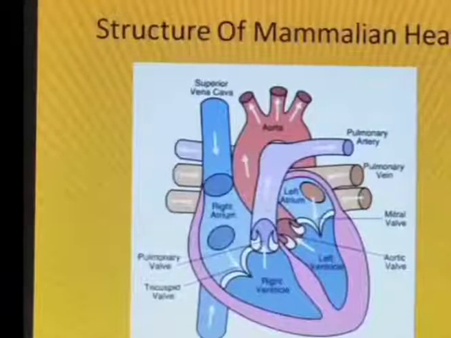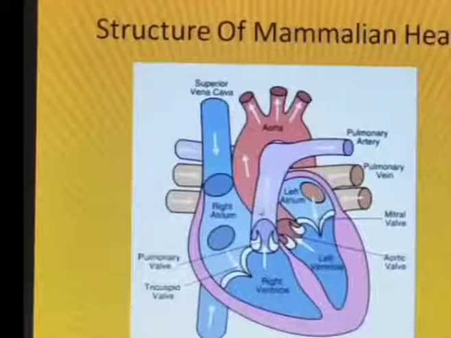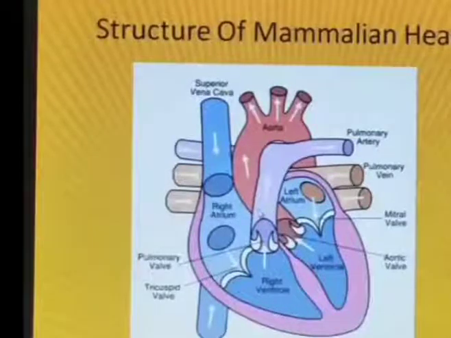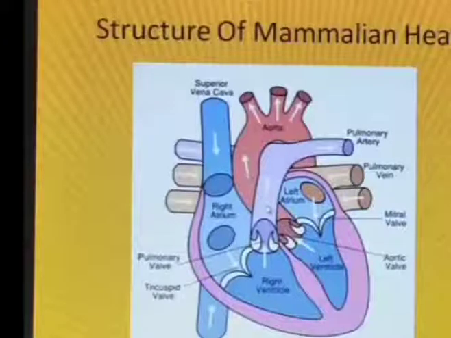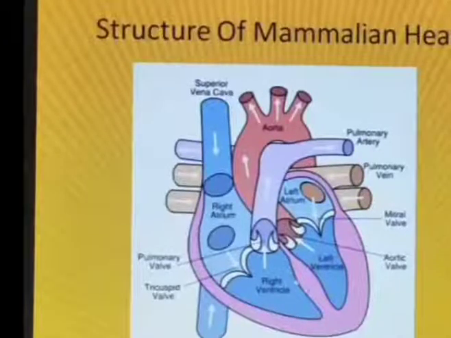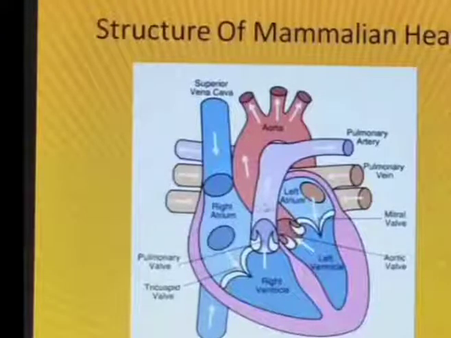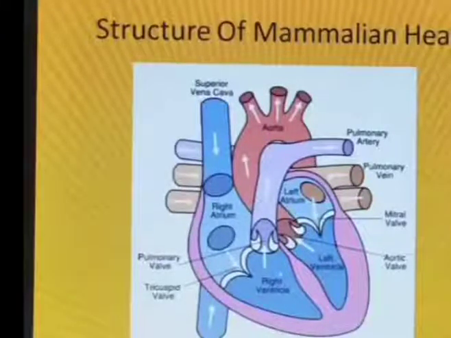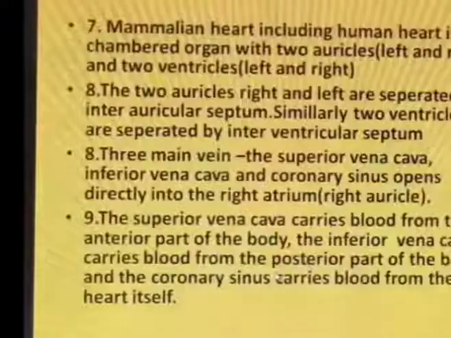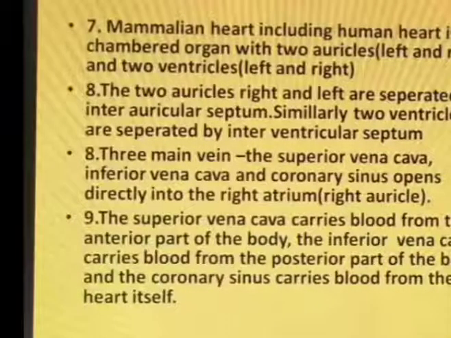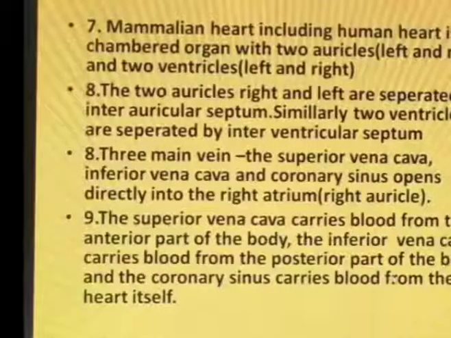The right auricle and left auricle are separated by a partition, and the left ventricle and right ventricle are separated by the interventricular septum. Similarly, the right and left auricles are separated by the interauricular septum. So the two auricles, right and left, are separated by the interauricular septum. Similarly, the two ventricles.